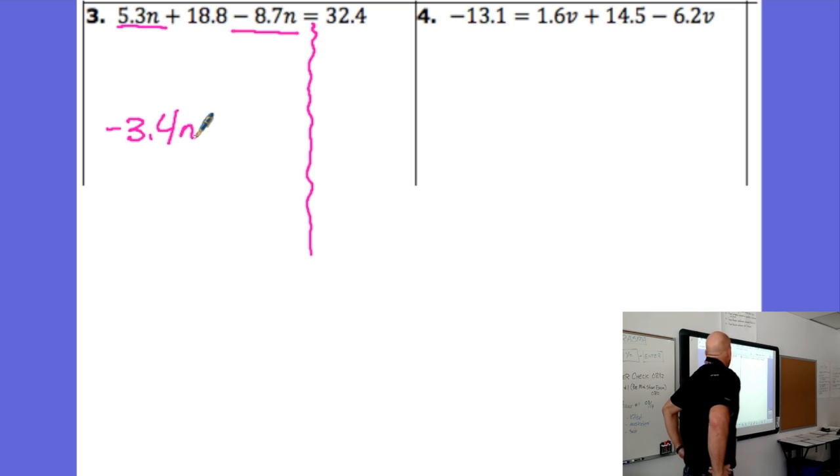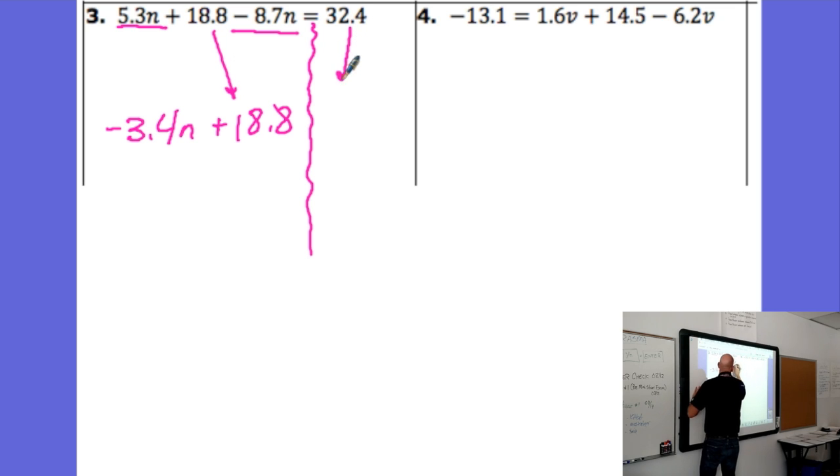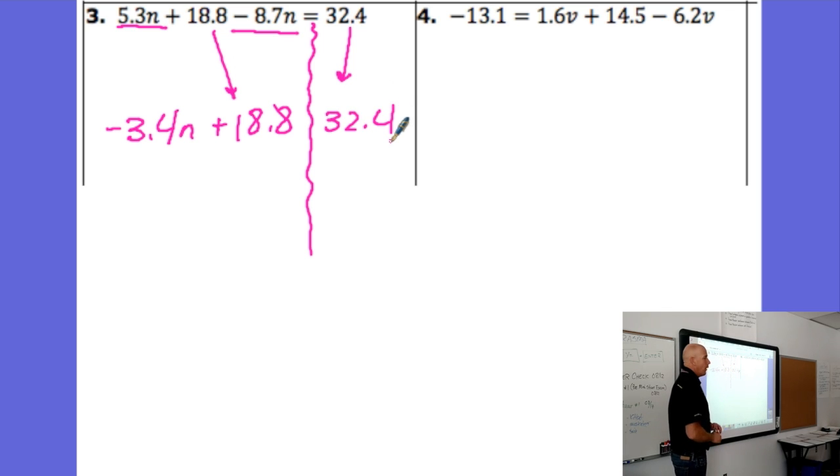All right, now, what do we do with that positive 18.8? No, we don't have anything yet. We still have to build our equation now. You bring it down, right? So it's plus 18.8. And what do we do with this 32.4? So 32.4. Okay. Are we at the magic number 3? Yes. Negative 3.4n, 18.8, 32.4.